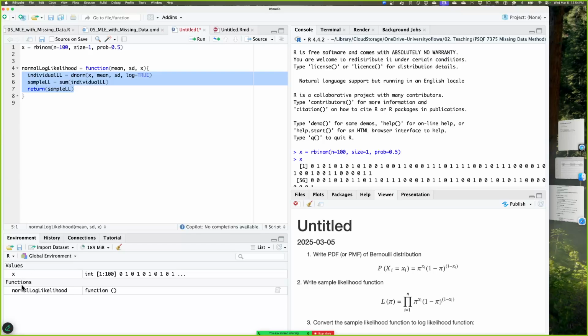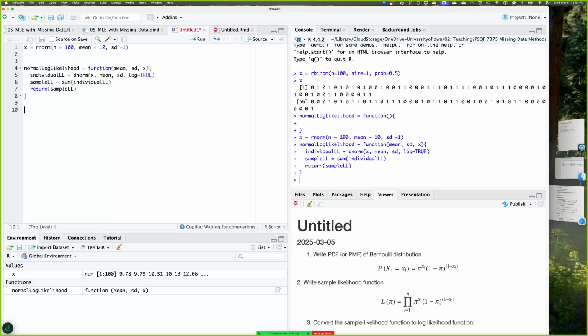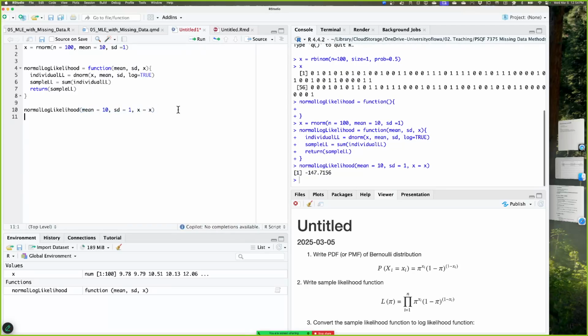So what you see down here, I have an x, but once I get into the function, that's like gone. I'll show that in just a moment here. And here, so if I change x to be rnorm, n equals 100, mean equals, let's say, 10, and SD equals 1, and then I have my normal log likelihood down here. What I can do is I can go and call the function as I normally would. So normal log likelihood, I give it a mean, I give it the standard deviation, and I give it my values of x. And what it will return is a log likelihood, that's sum of the values.